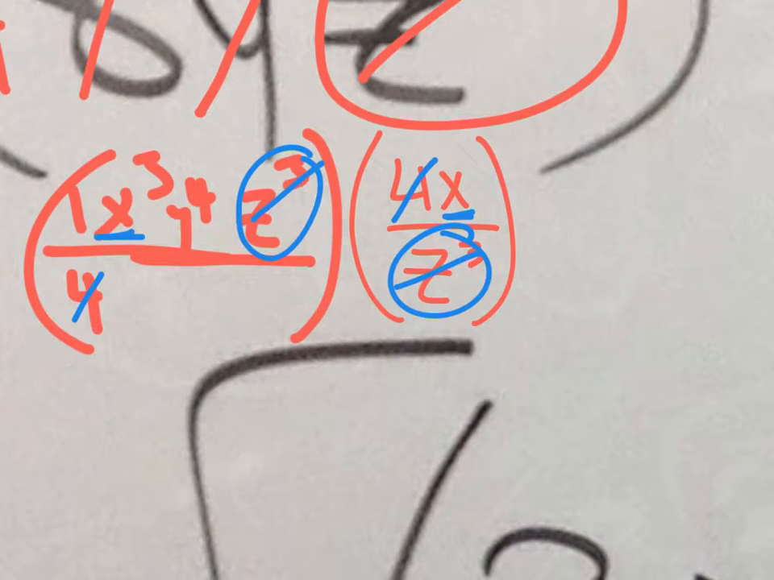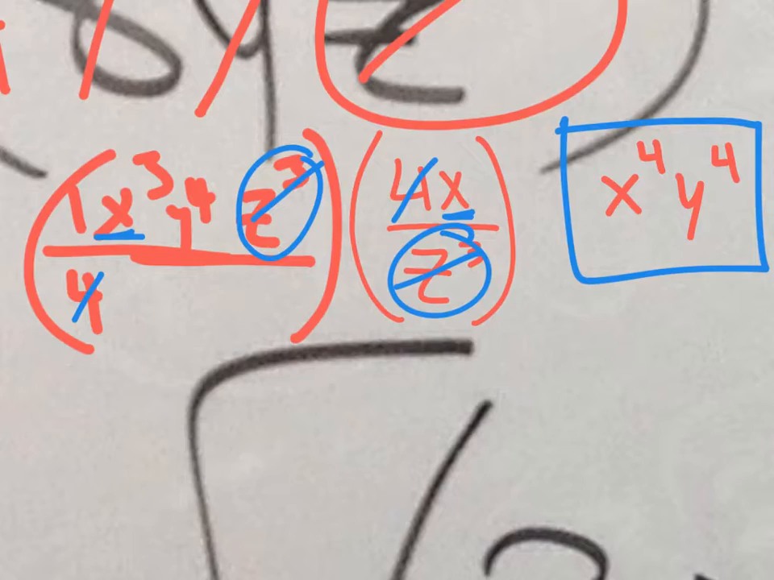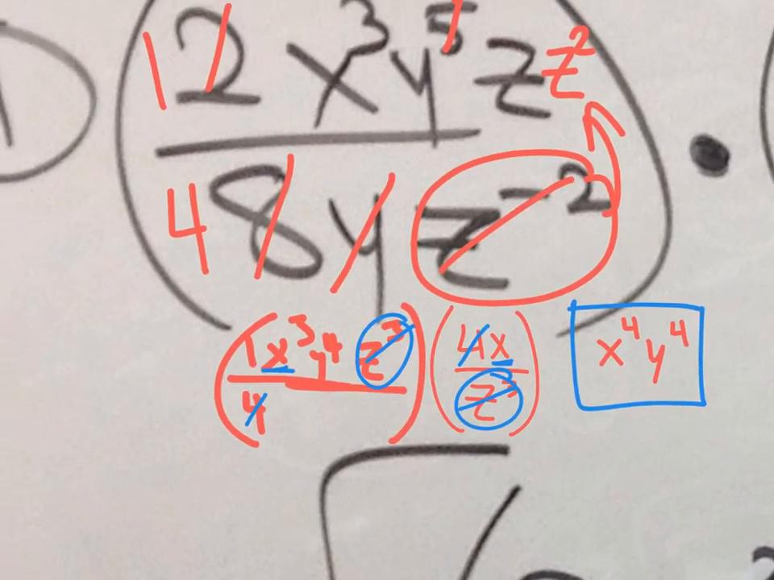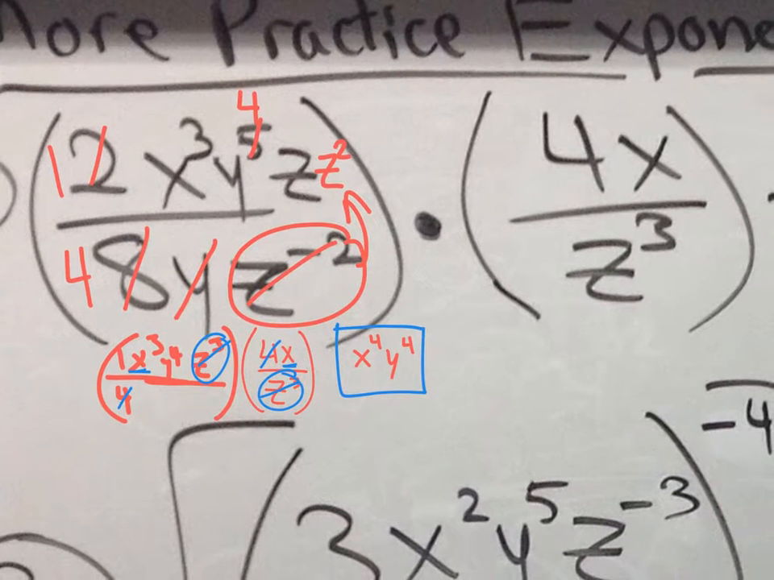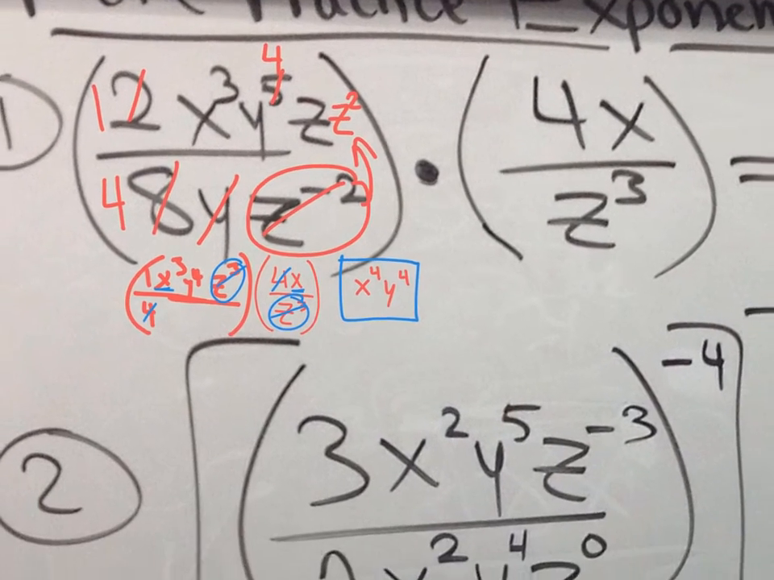So our final answer, you could put a 1 if you want to, x to the fourth, y to the fourth. You don't have to put the 1. Could leave it x to the fourth, y to the fourth. But that's the entire answer for number 1. When you multiply both of those together, you just get x to the fourth, y to the fourth. Yay? Okay, I hope you guys understand that. If not, watch the video.